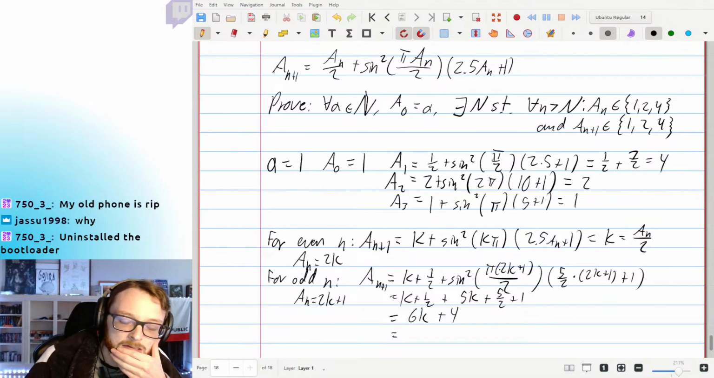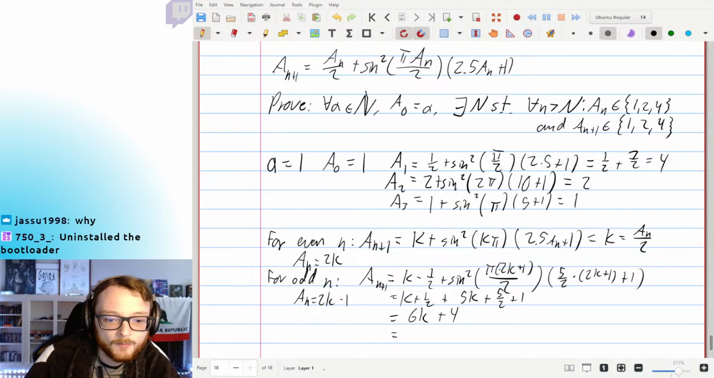Should I have chosen 2k minus 1? It shouldn't make a difference, but I don't know why I'm not getting the exact thing that I want here.